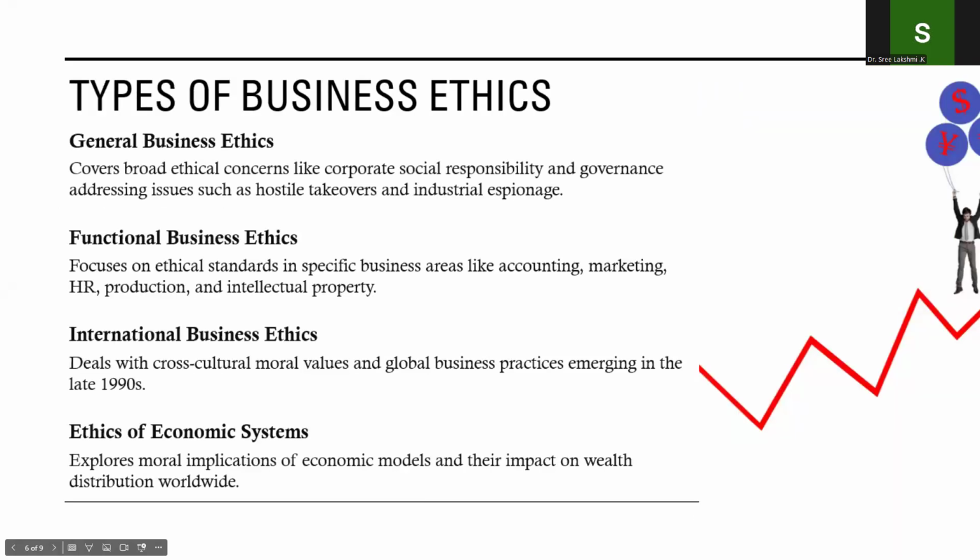Let's discuss the types of business ethics. The first type is general business ethics. It covers broad ethical concerns like CSR, corporate social responsibility, and governance, addressing issues such as hostile takeovers and industrial espionage. Functional business ethics focuses on ethical standards in specific business areas like accounting, marketing, HR, production, and intellectual property.